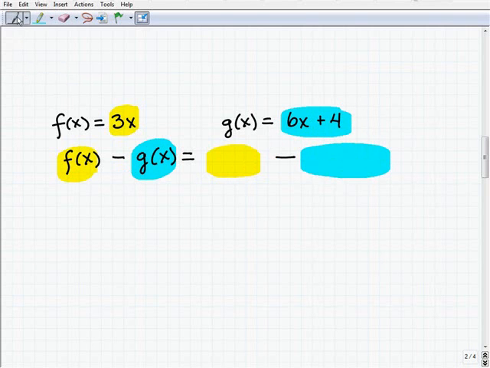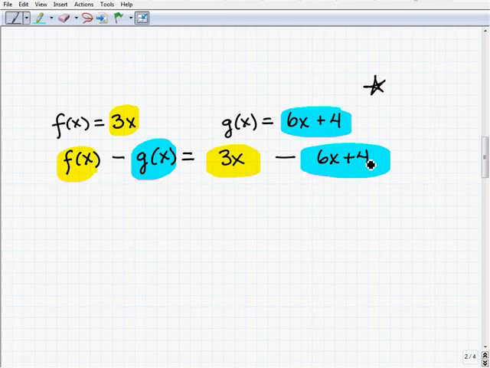Now this is where students make errors, and let's see if you make this error, because if you make it and you understand why you made it, then hopefully you'll know not to make it in the future. All right, so let's see if you get this right. Let's go ahead and continue. Function f of x is 3x minus the function g of x. Now, if you wrote your problem just like this, this would be incorrect.